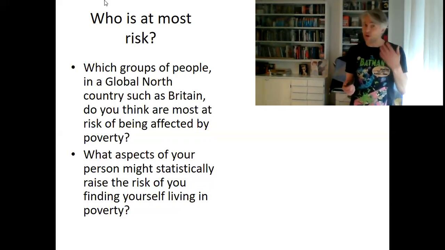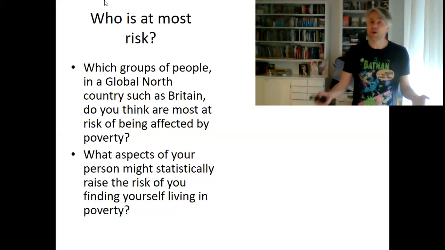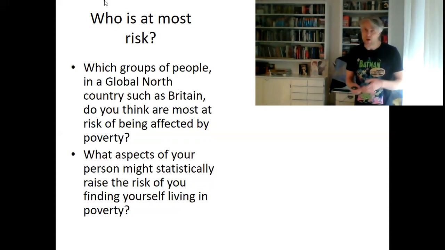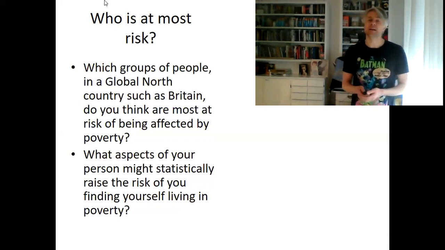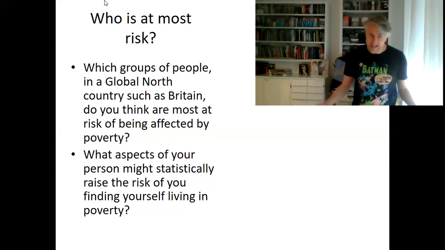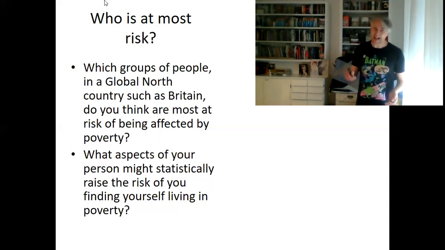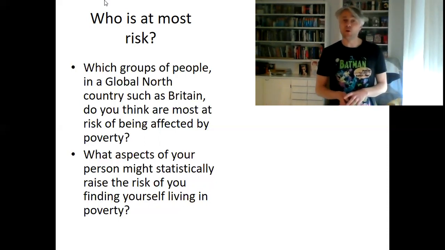Please note, to kick off your list, our last example, childhood. Simply by being a child, you have a statistically much higher chance of living in poverty. So that could be the top of your list, being a child. What other examples can you give? Aspects of yourself that statistically raise your risk of finding yourself living in poverty. Pause now. And unpause. What have you got on your list?